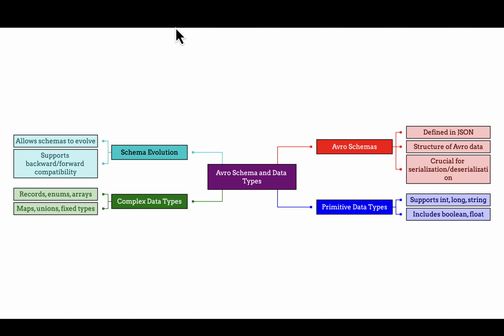Avro schema and data types. 1. Avro schemas. Avro schemas are defined in JSON format and specify the structure of the Avro data. They play a critical role in serialization and deserialization processes.